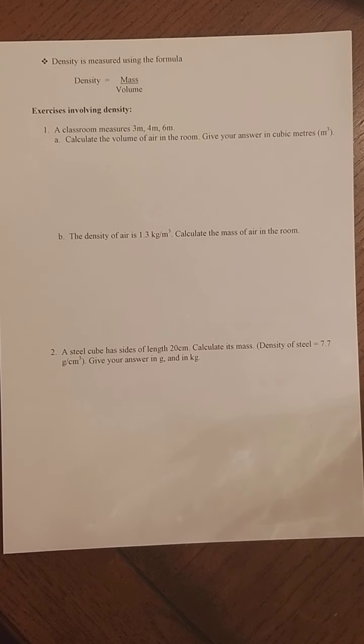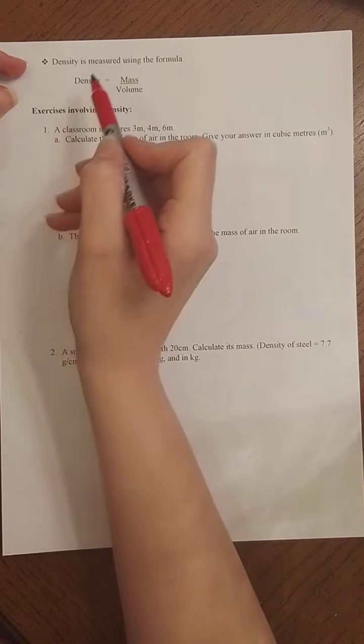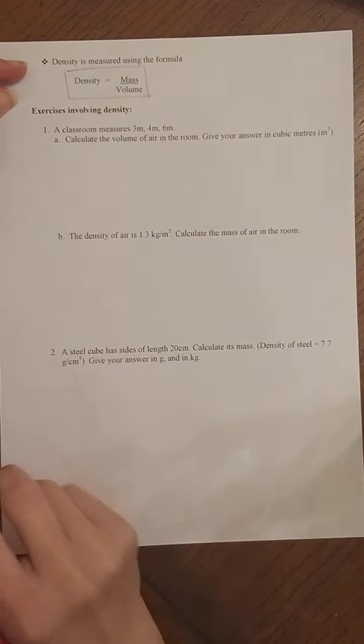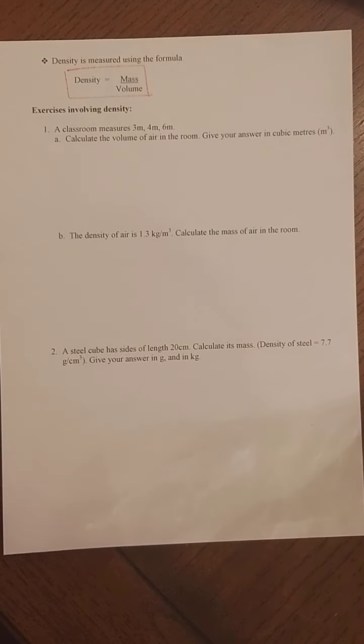Let's now move to calculations of density. Remember that we calculate density using the formula density equals mass over volume. Let's start with the first exercise. A classroom measures 3 meters, 4 meters, and 6 meters. Calculate the volume of air in the room. Give your answer in cubic meters.